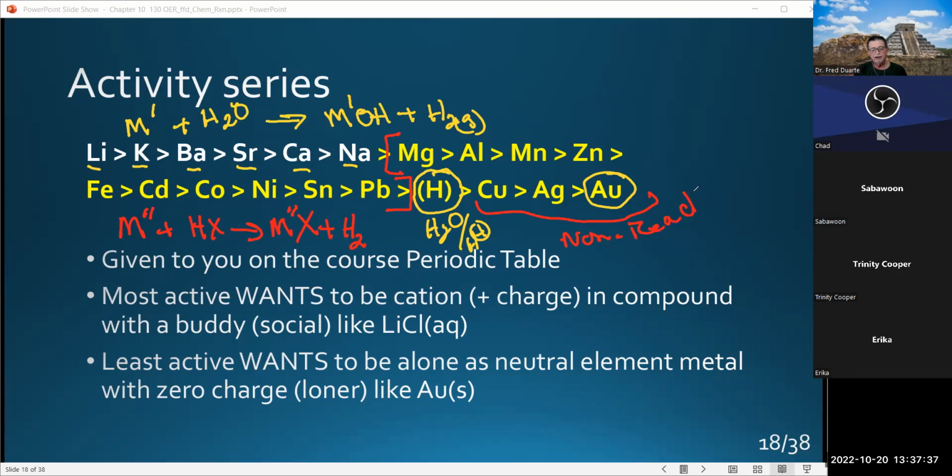If I put a little bit of acid in there, hydrochloric acid or something like that, they won't react. I need more vigorous conditions, and I need some very strong acids in there to get those things to react.